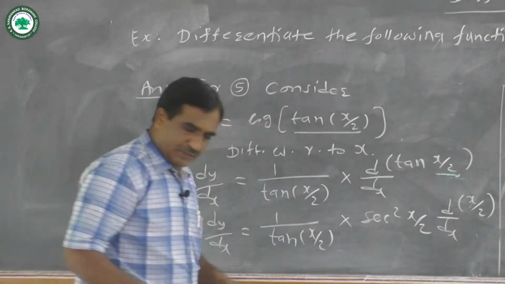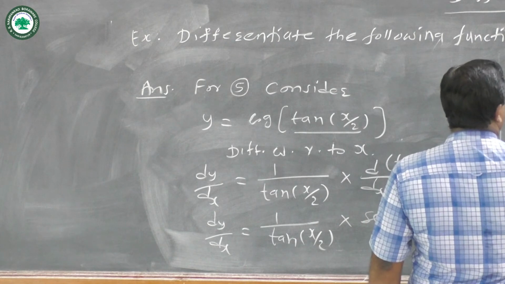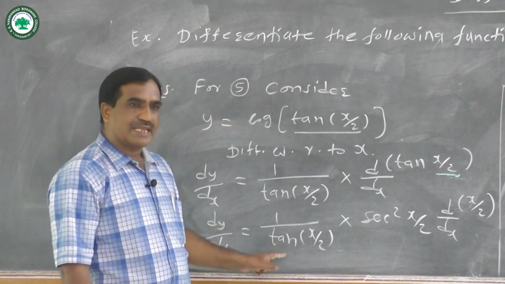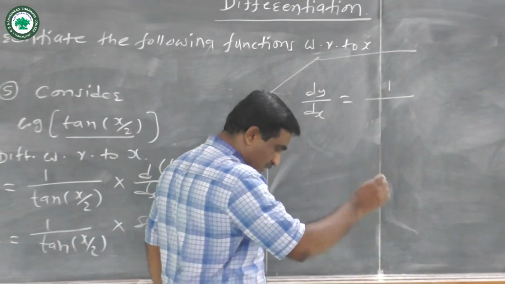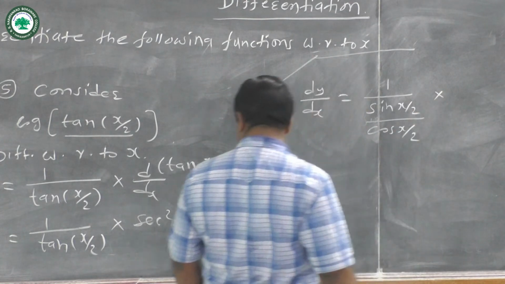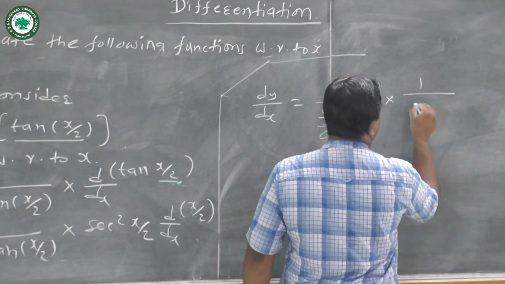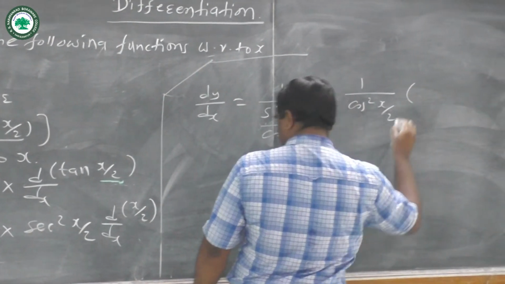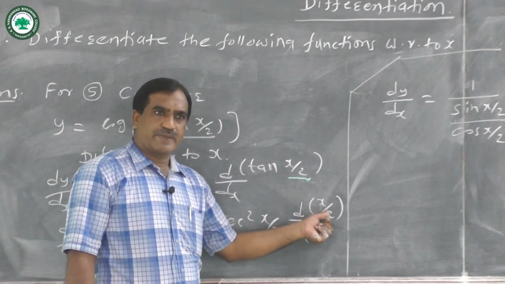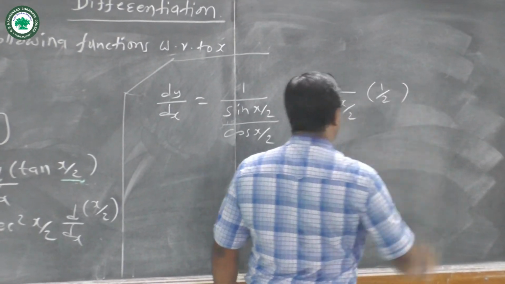Okay, now further dy by dx equal to 1 upon tan x by 2, where tan x by 2 means sin x by 2 upon cos x by 2, into sec square x by 2, which means 1 upon cos square x by 2, into the derivative of x by 2. The derivative of x by 2 is 1 by 2 into the derivative of x. Therefore we can write here 1 by 2 into 1, since the derivative of x is 1. So 1 by 2 into 1 means 1 by 2.